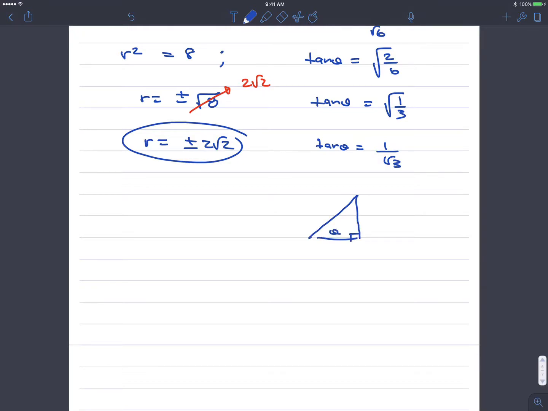What's the definition? Opposite over adjacent. Oh, that must mean this is 2. What's theta going to be? Everybody know what theta is? Is theta bisected? Theta is bisected, pi over 6, pi over 3. Is that 30 degrees? Okay.